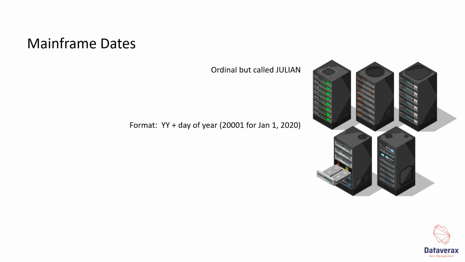These are called Julian dates in computer lingo, but as you can see, they have nothing to do with the classical Julian date I described earlier. They have a very limited range running from January 1st, 1970 to December 31st, 2069 due to their two-digit year format.